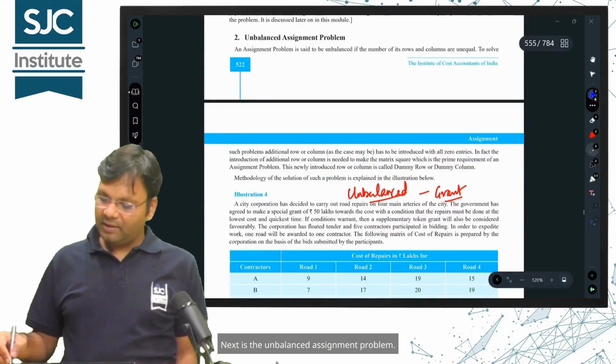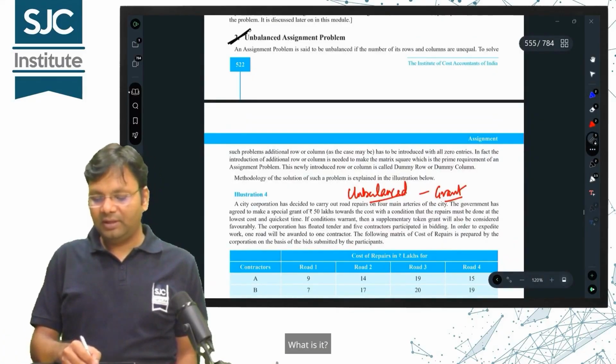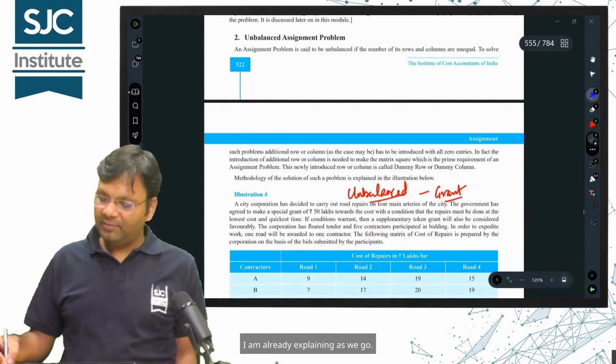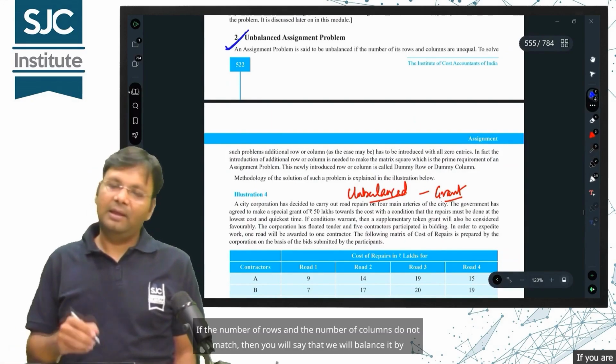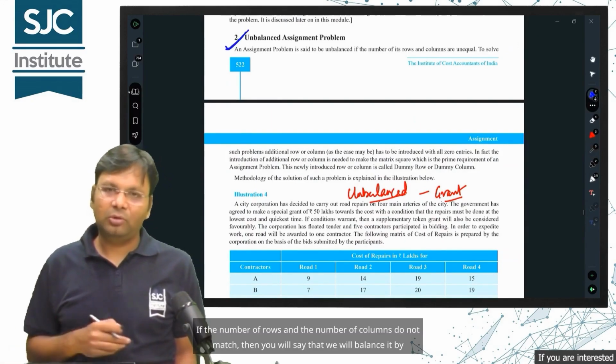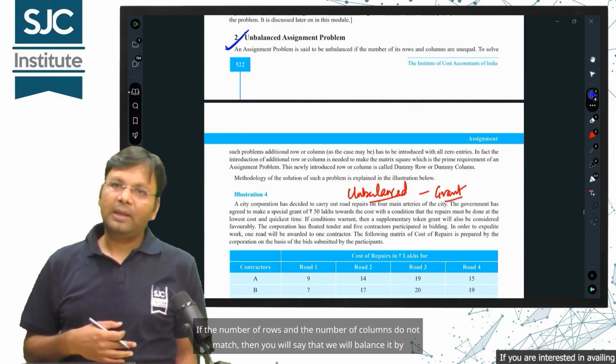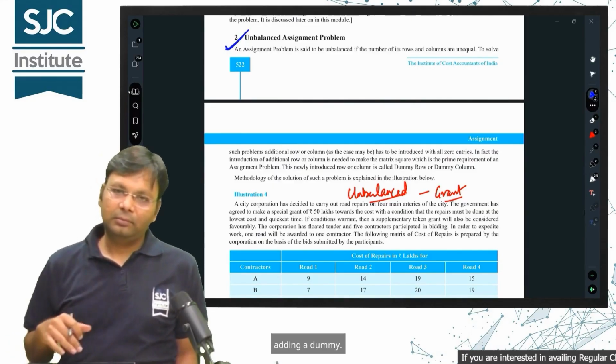Next is the unbalanced assignment problem. What is it? I am already explaining as we go. If the number of rows and the number of columns do not match, then we will balance it by adding a dummy.